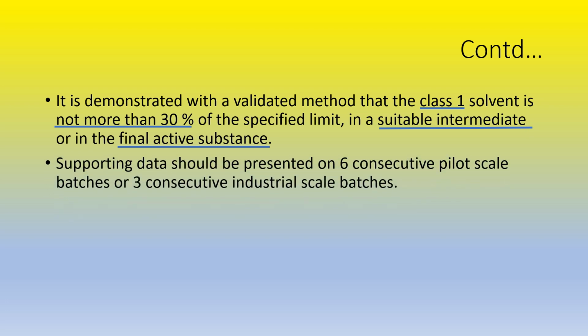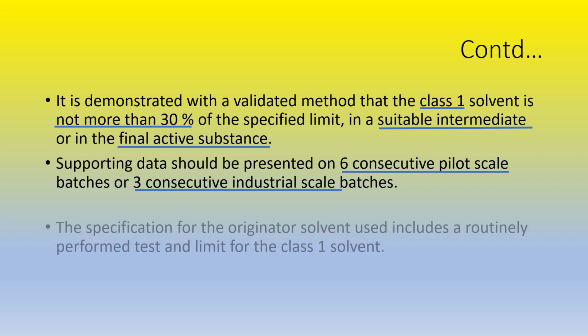Supporting data should be presented on 6 consecutive pilot scale batches or 3 consecutive industrial scale batches. See the condition here. The data from 6 consecutive batches from a pilot scale or data from 3 commercial batches is necessary to support deletion of routine screening. Another important point here is that the batches manufactured at pilot scale also should comply with routine GMP controls, and the process is the same as the commercial process. The pilot plant data should be readily available for any inspector to review.